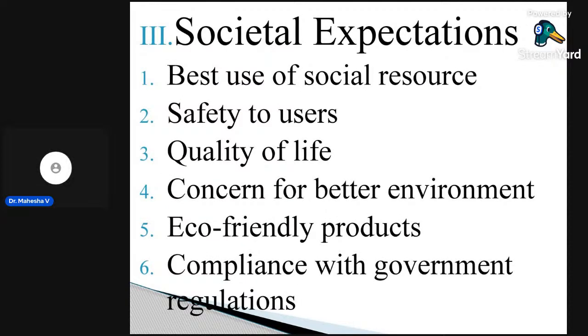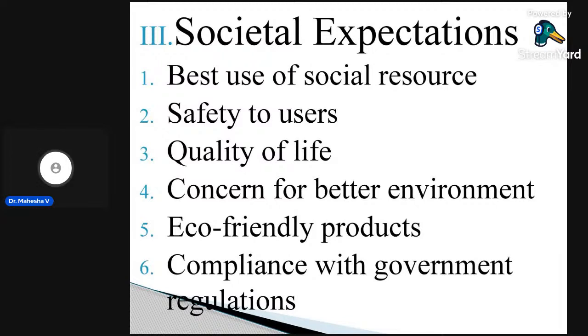Societal expectations. The society is going to expect six important aspects from the manufacturers. One is best use of social resources. How best are you going to make use of the social resources or natural resources? You should not create any kind of problem. Whether renewable resources or non-renewable resources are there, how best are you going to use them? Safety to the users.